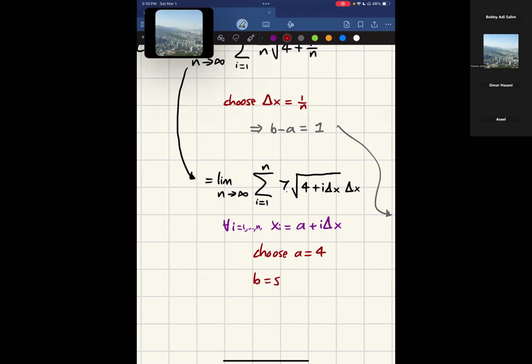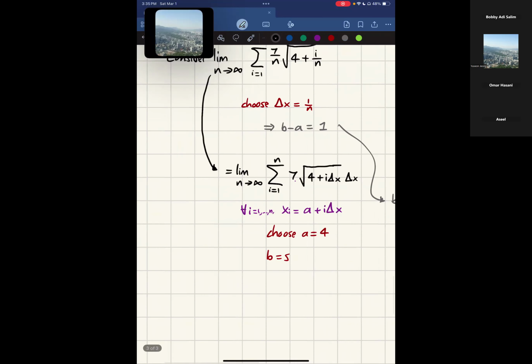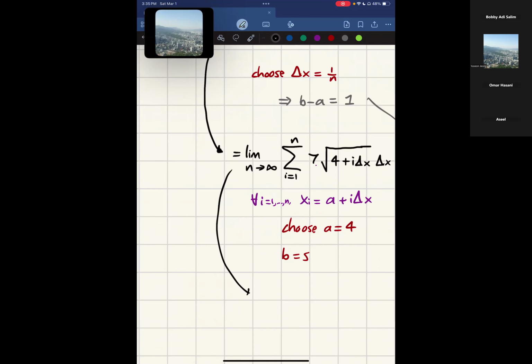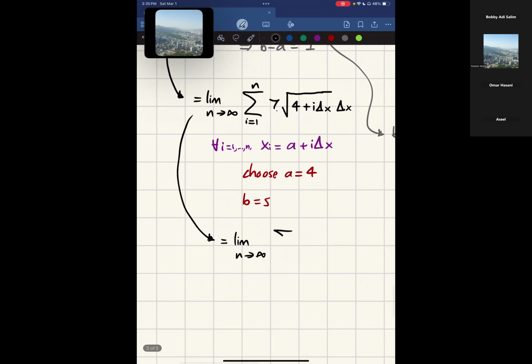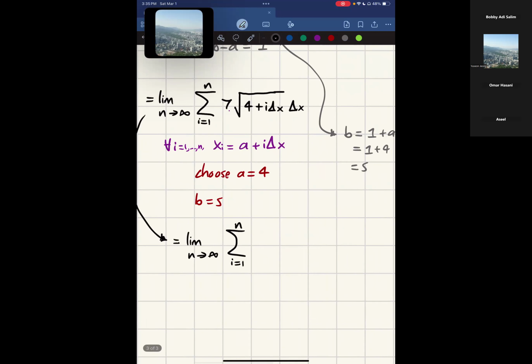Okay, so now we're getting really, really close. So we now have this is equal to the limit as n approaches infinity. Now if we replace what we just found out, if we apply it, we now have 7 root of x i delta x. Okay, what is the next thing we can do here? The last thing we need to find.